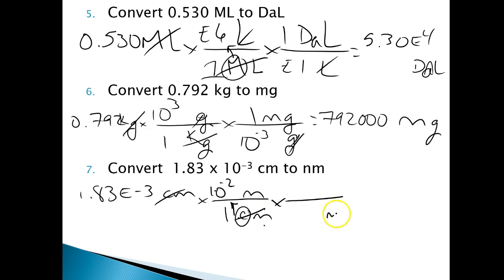Centimeters cancels out. Meter on the bottom. Nanometer on top. Again, 1 where you see 2 letters. And the N determines the conversion, 10 to the negative 9. And you get 1.83 e to the 4th, or 18,300 nanometers. Okay, so it's the same exact process. There's a couple of tricks to make your life a little easier, but it's the same exact process as what we did before.